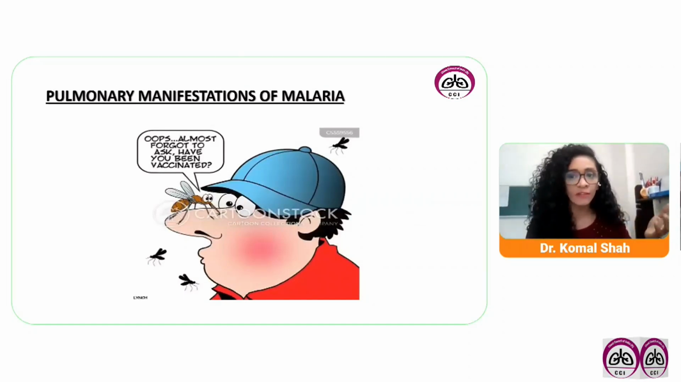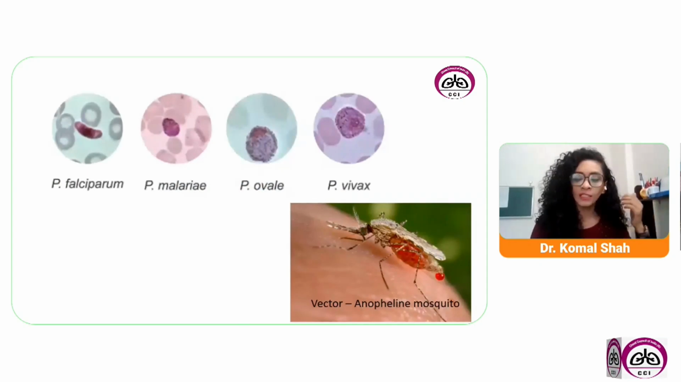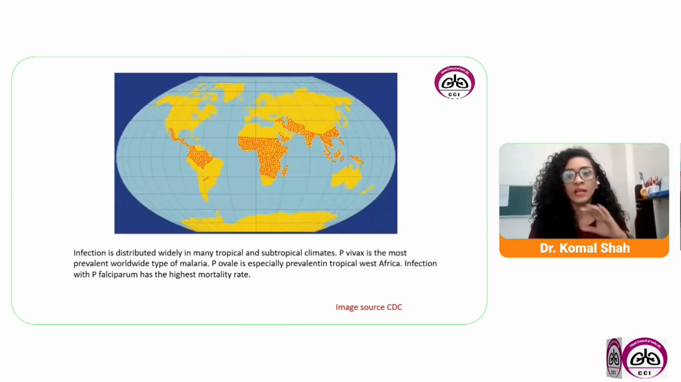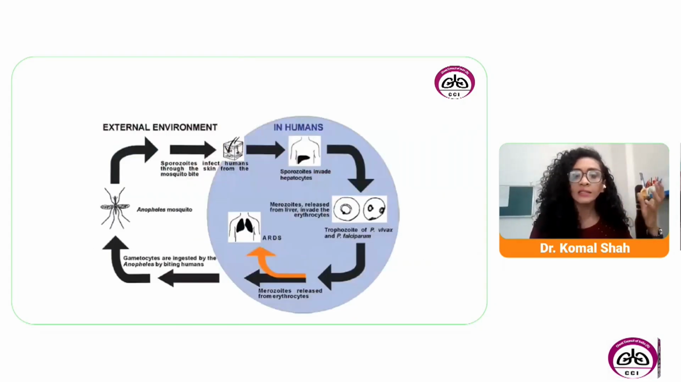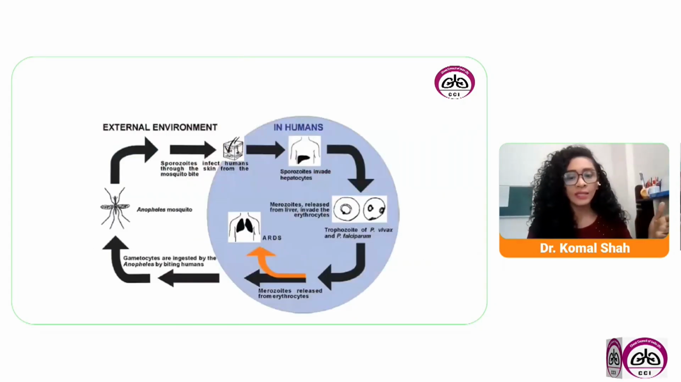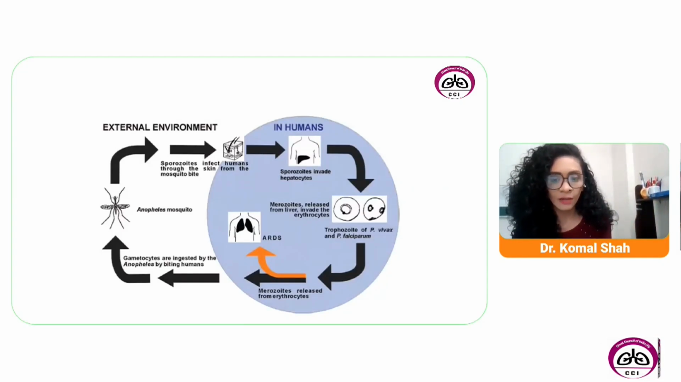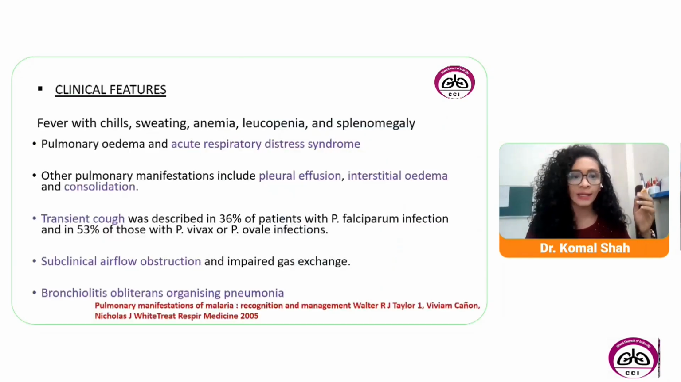This is also very, very important. We all know the vector is Anopheles mosquito and the plasmodium species are falciparum, malariae, ovale and vivax. This image is from the CDC, which shows how it is distributed in the tropical countries. This is the cycle. So we all know the cycle, but we need to know that when trophozoites of P. vivax and falciparum are released, the merozoites released from the erythrocytes is the stage where ARDS can develop.